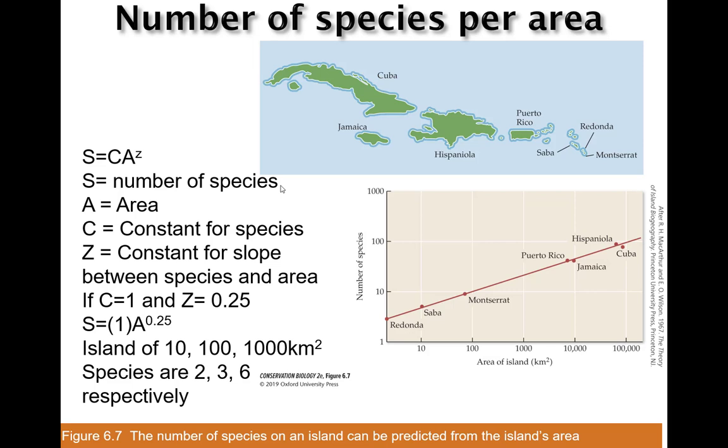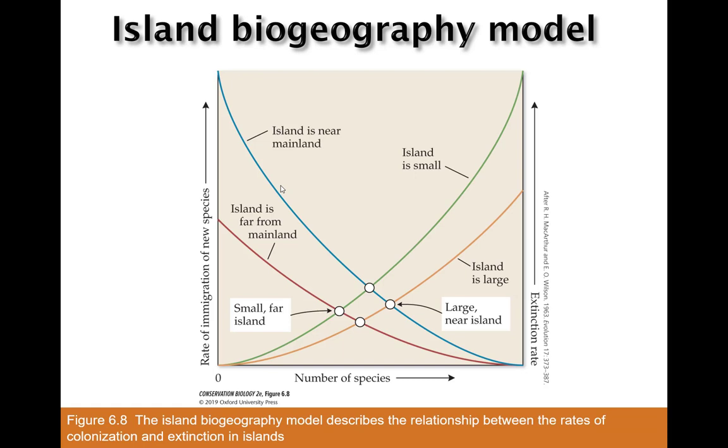And you can see that as well in the picture in the graph. Those larger islands, Cuba, Hispaniola, have more species on them than Jamaica, Puerto Rico, and Redonda, all the way down to those smallest islands. Now, the island biogeography model takes this a step further and describes the relationship between the rates of colonization and extinction on islands.